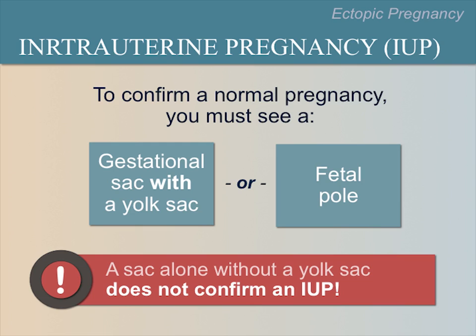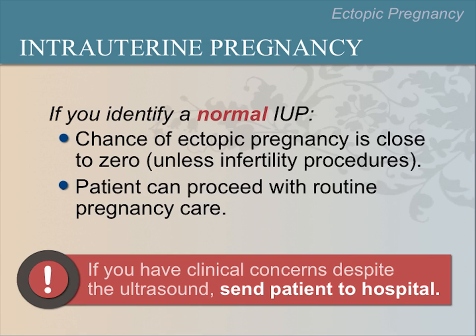Remember that to confirm a normal pregnancy, you must see a gestational sac with a yolk sac or a fetal pole. If you see only a sac without a yolk sac or fetus, it could possibly be an early intrauterine pregnancy, an abnormal intrauterine pregnancy, or the pseudogestational sac of an ectopic pregnancy. If you can clearly identify an intrauterine pregnancy, there will be almost no chance of an ectopic pregnancy.